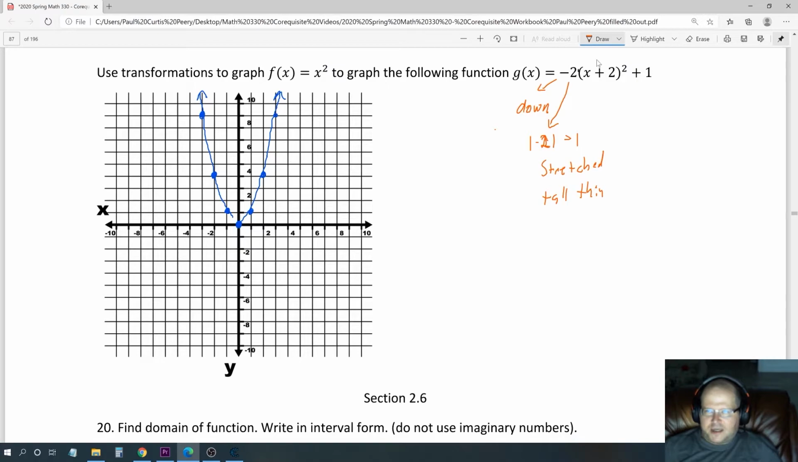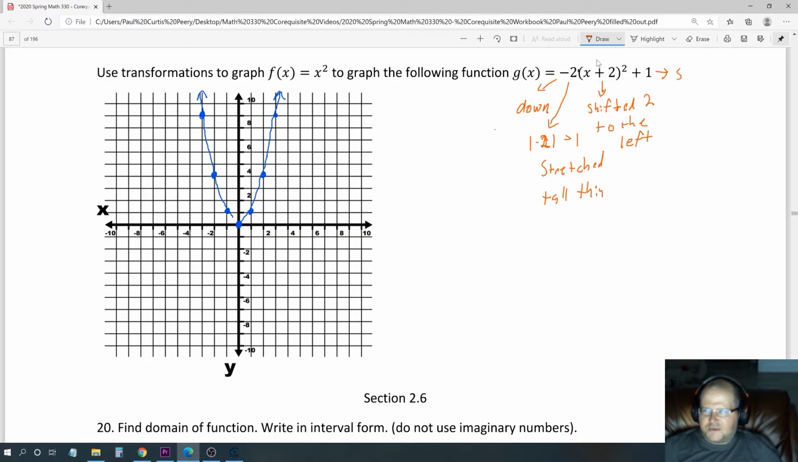Because of this right here, that +2 there, that means it's going to be shifted to the right. Now it has the opposite effect whenever you have it inside of the parentheses. So you might think +2 would be 2 to the right, but it's the opposite. So it's actually going to be 2 to the left.